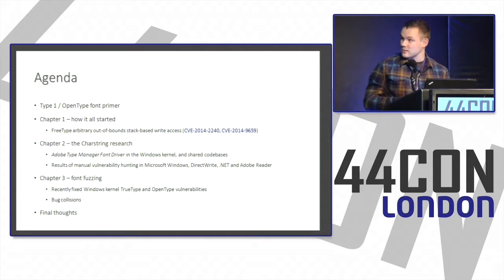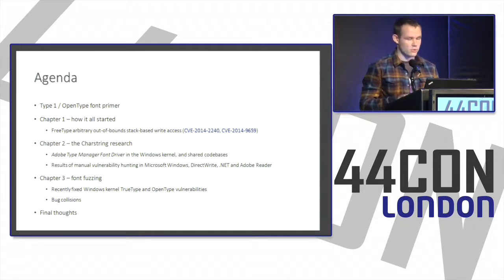And the last story that I'm going to talk about is very recent. It's about font fuzzing and how I found several bugs in the Windows kernel by basically just flipping bits and doing similar stuff in both OpenType and in TrueType. And I will also cover some bug collisions that came out of this.